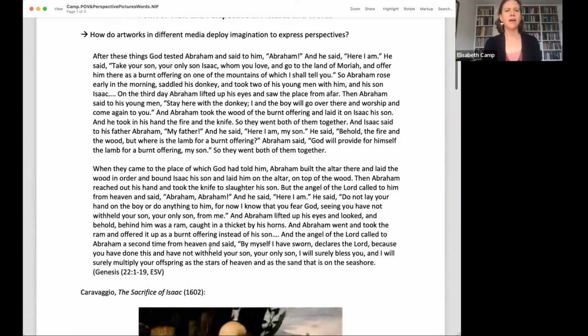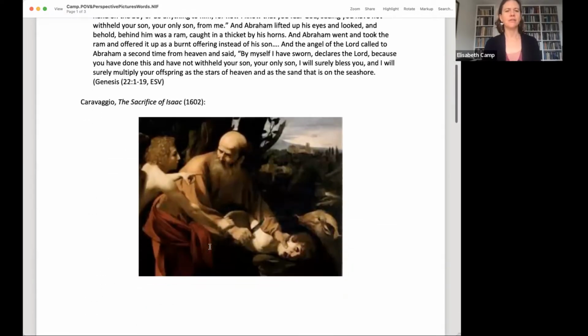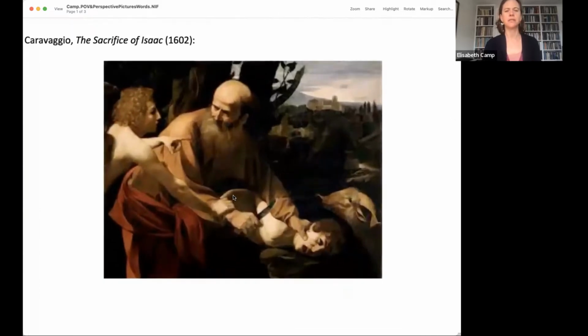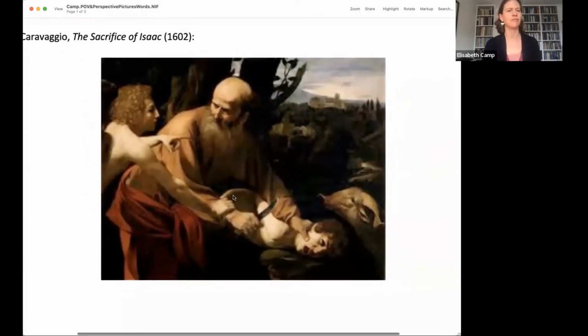Okay, and now I declare that I'm going to move on. So here is a depiction by Caravaggio from 1602. I apologize for the pixelation, of the same situation, the same scene.